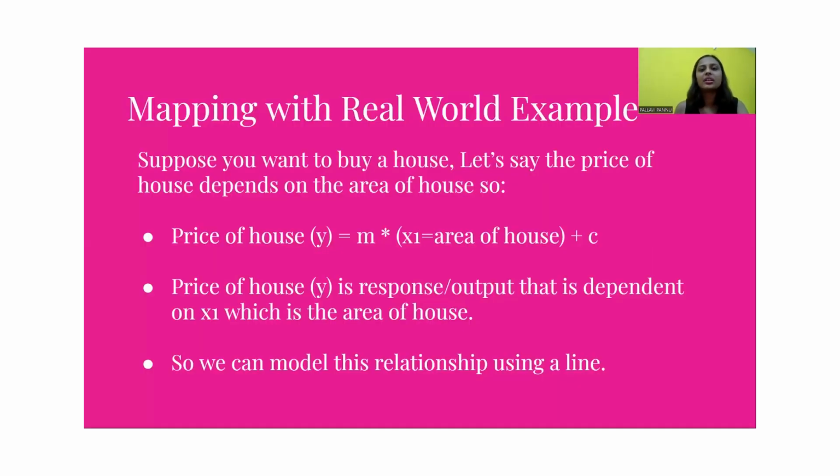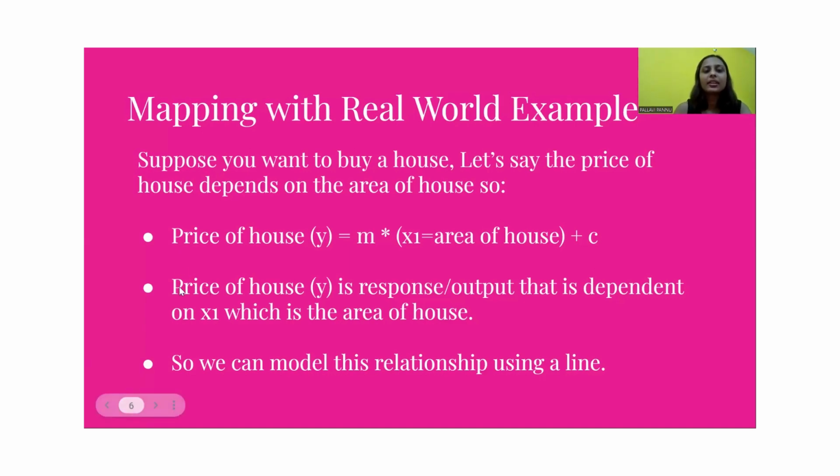Now you might be thinking, what can I put in x1, x2, x3, what are the real world examples, right? Or what is y actually? So let's map it with a real world example. Suppose you want to buy a house, let's say you want to predict the price of the house, right? The price of the house will depend on many features. It can be the location, or the area of the house, and so on. So let's stick to one feature.